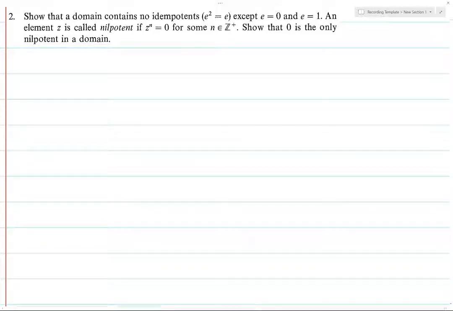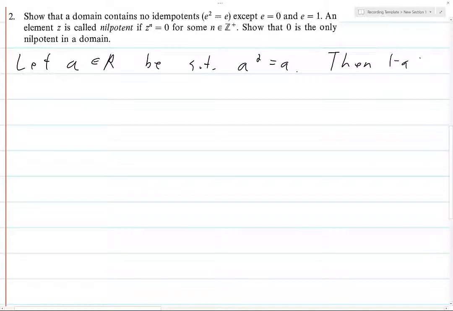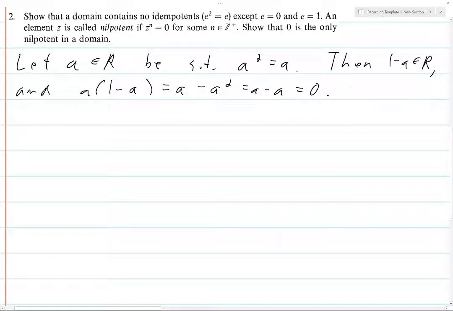All right. Let A be an element of R. R is going to be our ring, our domain actually. Let A be such that A squared equals A, meaning that's an idempotent. Then 1 minus A is in R, and A times 1 minus A is A minus A squared, which is A minus A equals 0.